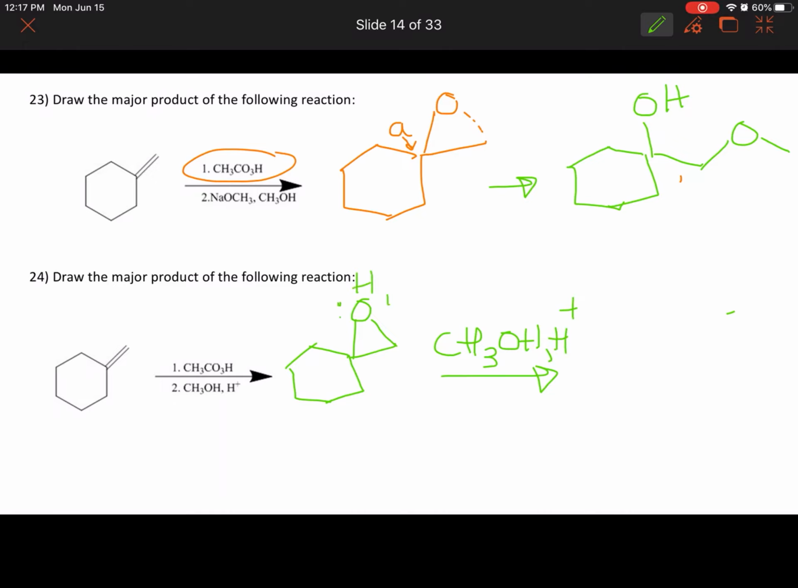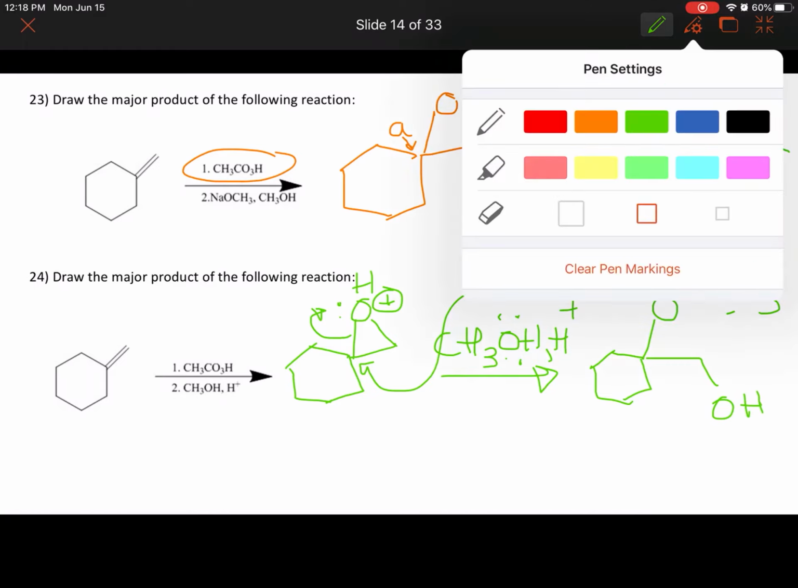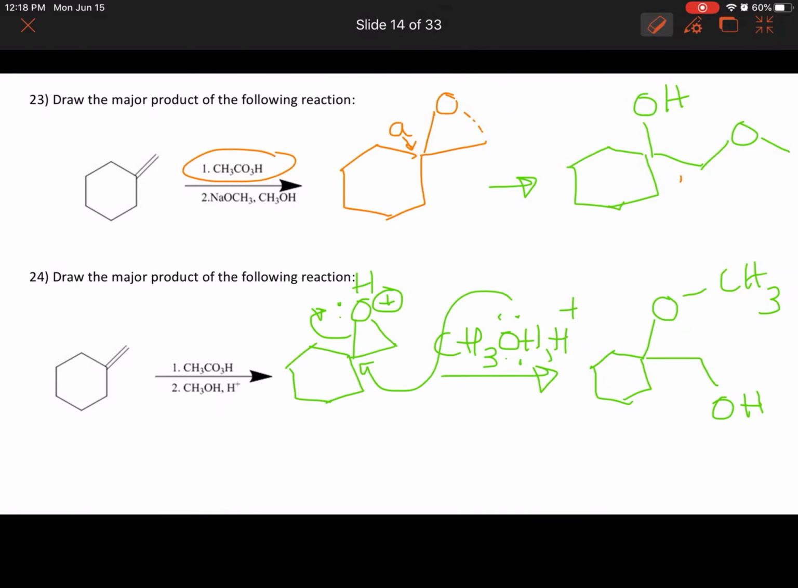The next question is similar, where you're going to do the same thing now with the acidic medium. Again, similar to the previous one, alkene would form an epoxide in the presence of peroxy acid, and then we have methanol in the presence of hydrogen ions. Now the epoxide opening in the presence of an acid catalyst. First it would get protonated, so then the methanol will add to the most substituted carbon, which is the ring carbon.